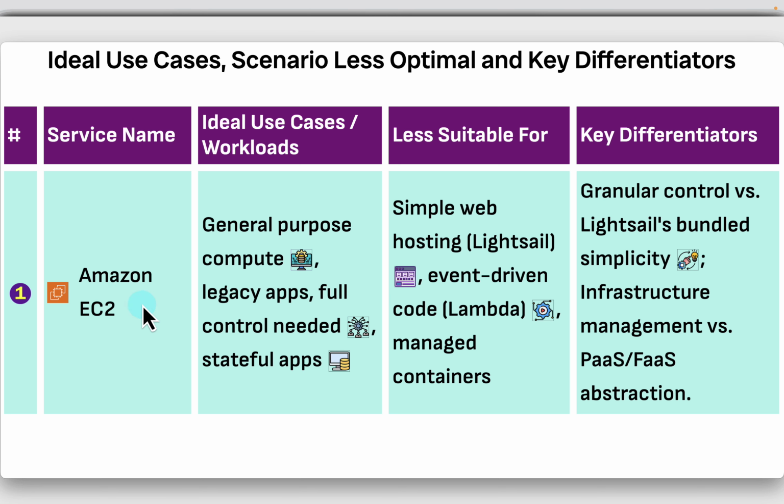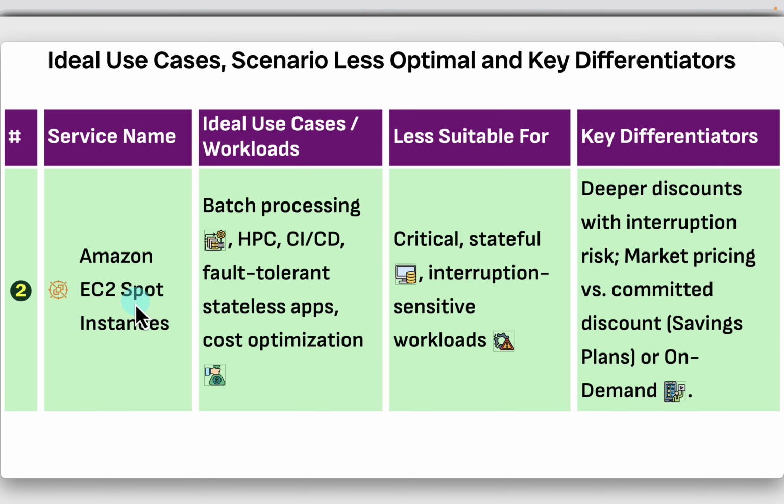So first we have Amazon EC2. Ideal use cases are general purpose compute, legacy apps where you need full control, and stateful apps. It is less suitable for simple web hosting. For that, Lightsail is more appropriate. Event driven code, for that Lambda is more appropriate, and managed containers. So key differentiators are granular control versus Lightsail's bundle simplicity, infrastructure management versus platform as a service and function as a service abstraction.